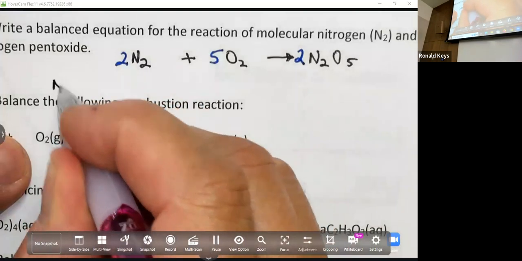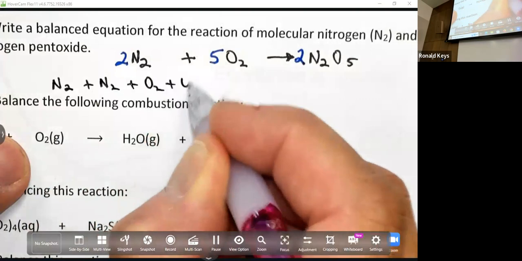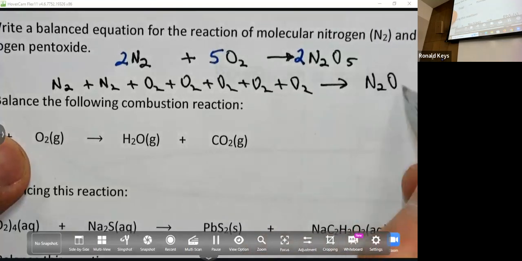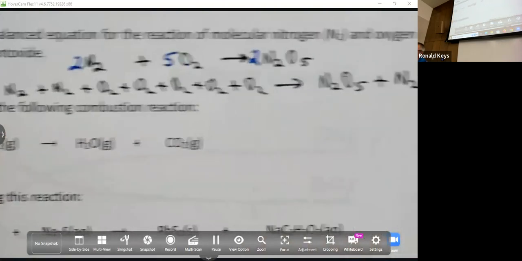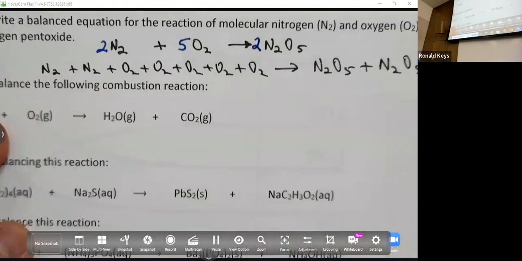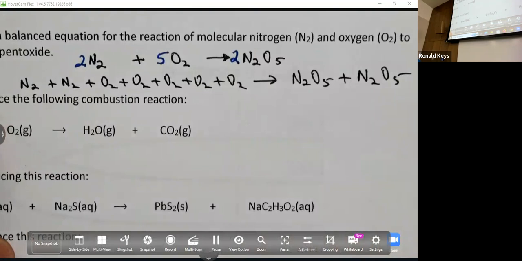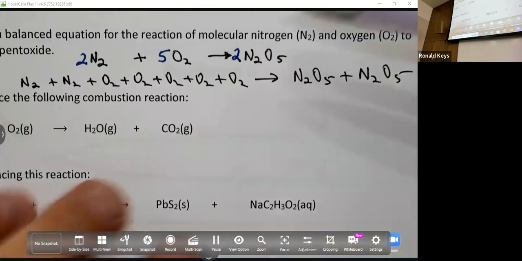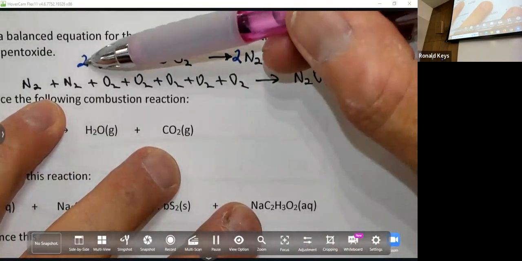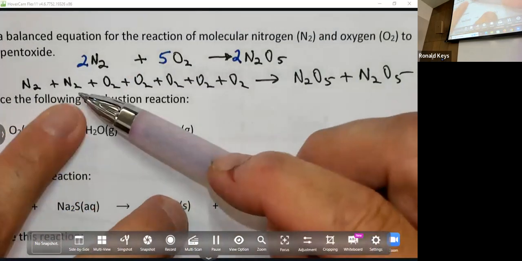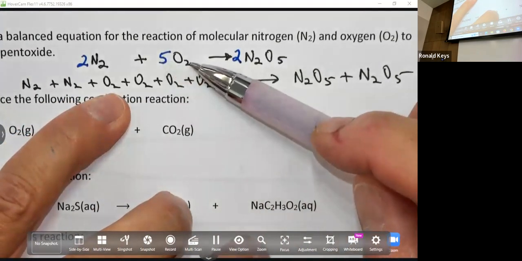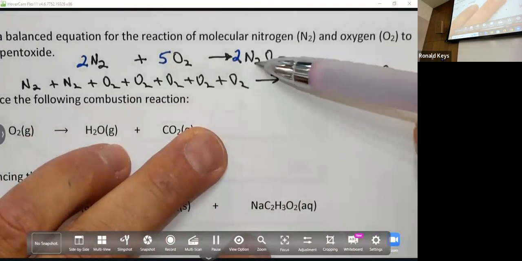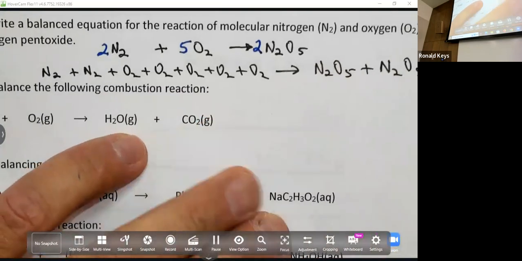So here, we really have N2 plus N2 plus O2 plus O2 plus O2 plus O2 plus O2, giving N2O5 plus N2O5. I better zoom that back out now. That's what we have. Now, you can always do addition to substitute for multiplication, correct? How many total nitrogen atoms? 2 times 2 is 4, or 2 plus 2 is 4. 5 times 2 is 10 on the oxygen, or 2 plus 2 plus 2 plus 2 plus 2 is 10. We have 4 nitrogens and 10 oxygens. That is balanced on both sides.